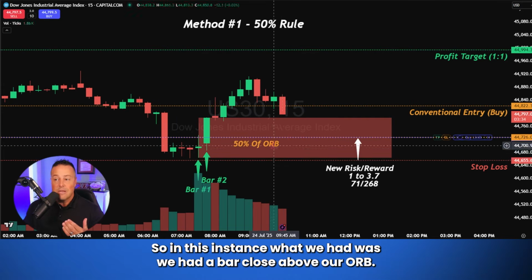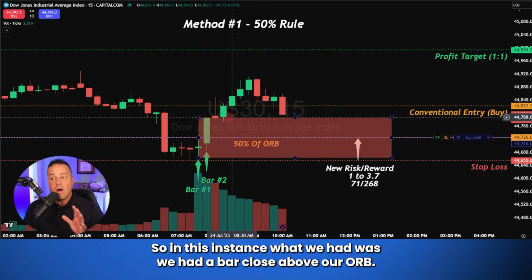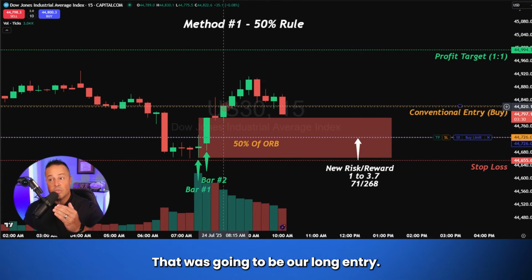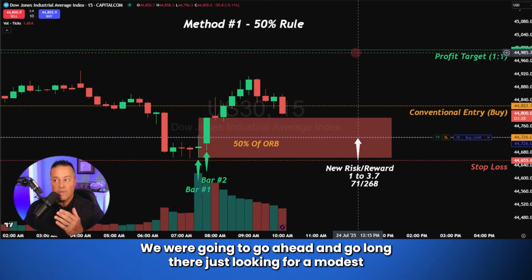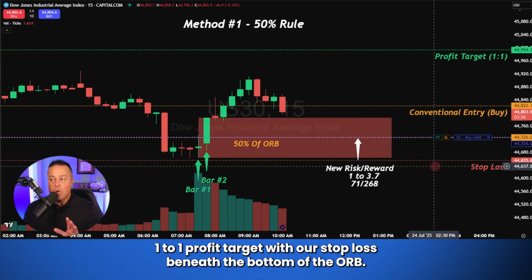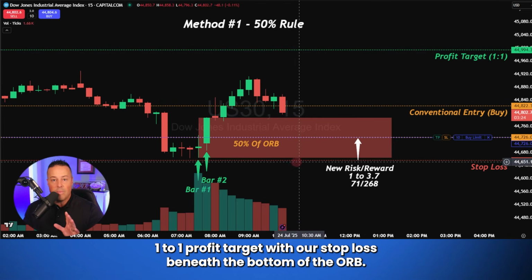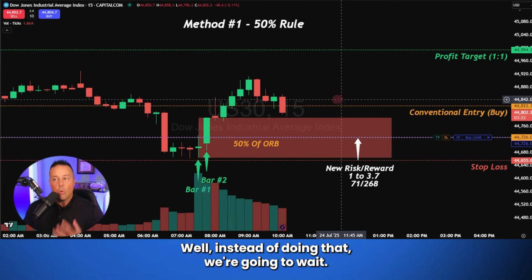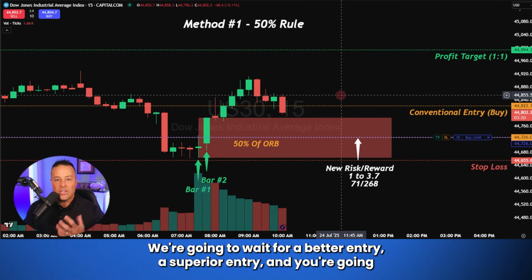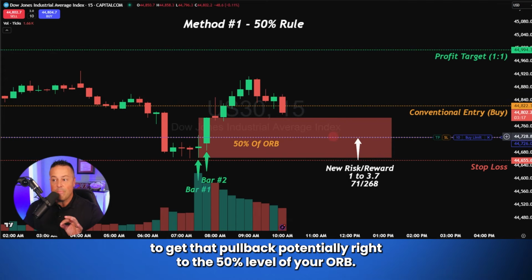So in this instance, what we had was a bar close above our ORB. That was going to be our long entry. We were going to go long there, just looking for a modest 1-to-1 profit target with our stop loss beneath the bottom of the ORB. Well, instead of doing that, we're going to wait for a better, superior entry, and you're going to get that pullback potentially right to the 50% level of your ORB.